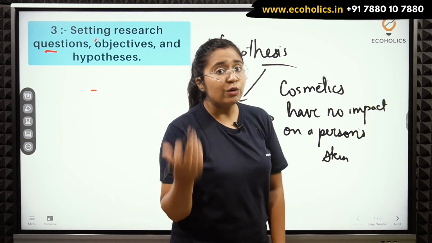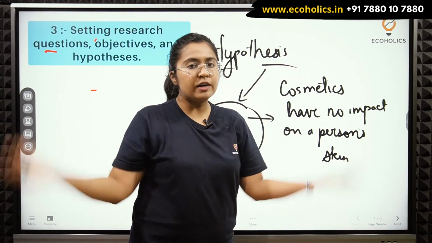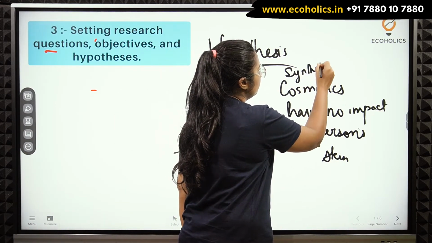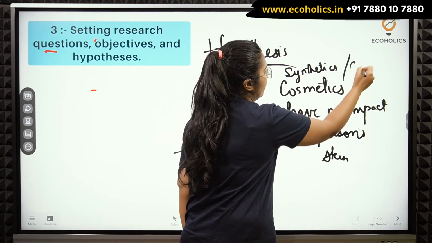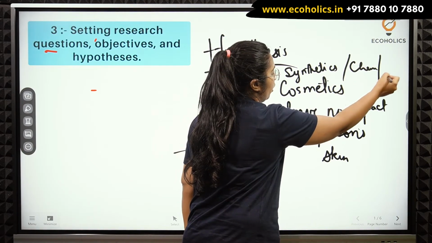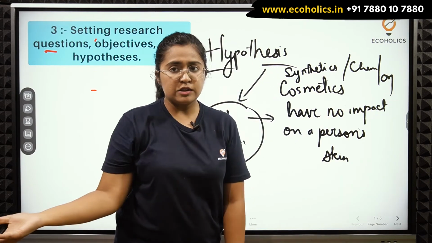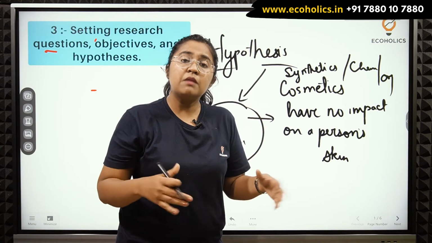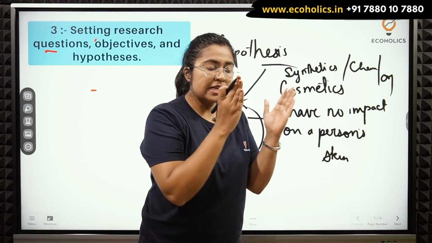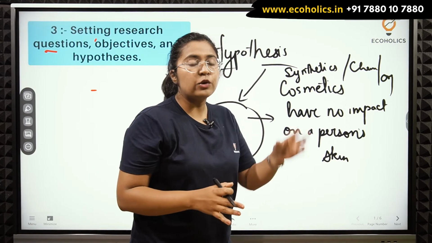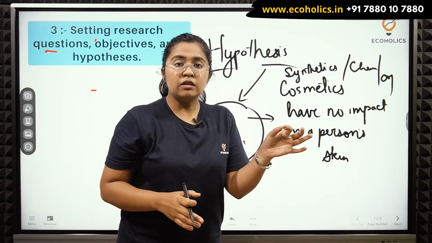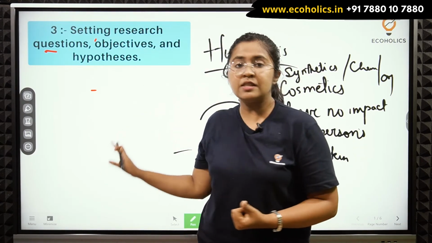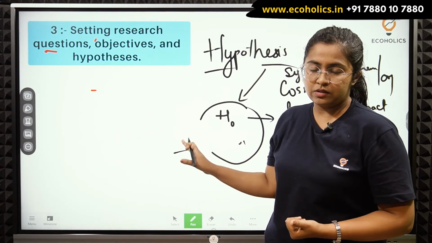Now, if you have to narrow down the research, because cosmetics will include all types of cosmetics, you can say synthetic cosmetics, chemical cosmetics, or organic cosmetics. Any type of cosmetics can be considered to narrow down your research, so that your research becomes more authentic and is narrowed down to an extent where you can actually test it with the most efficiency. So this becomes your hypothesis and framing the hypothesis.